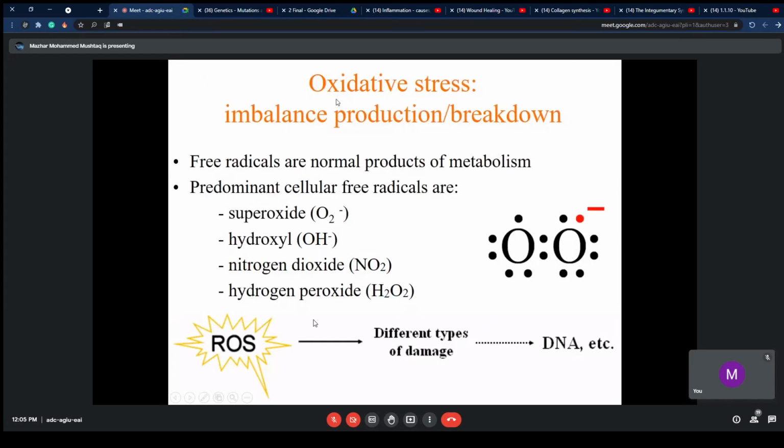Can you go to the previous slide, please? Yes, those molecules, superoxide, hydroxyl, nitrogen dioxide, what will they do? So these are the free radicals. They can damage anything. Are these types of ROS? Yes, these are the types of the ROS. ROS is one entity, and these are the types of the ROS.